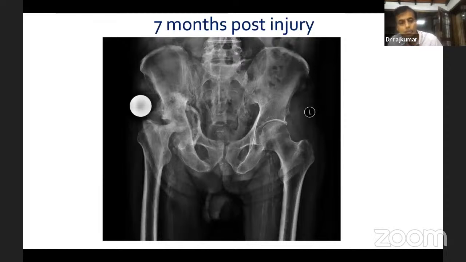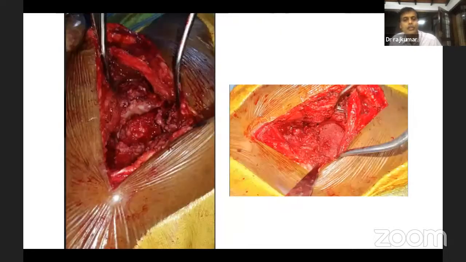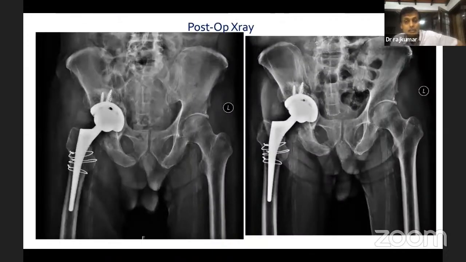So this is 7 months post-injury. In this situation, since the column was intact and the wall was reasonably okay, even though it was thin, but it was available, the wall was there. So I had to address the protrusio problem here. Luckily the head was there. So I used that head for bone grafting, then lateralized the femur and acetabulum, and then did the primary total hip replacement.